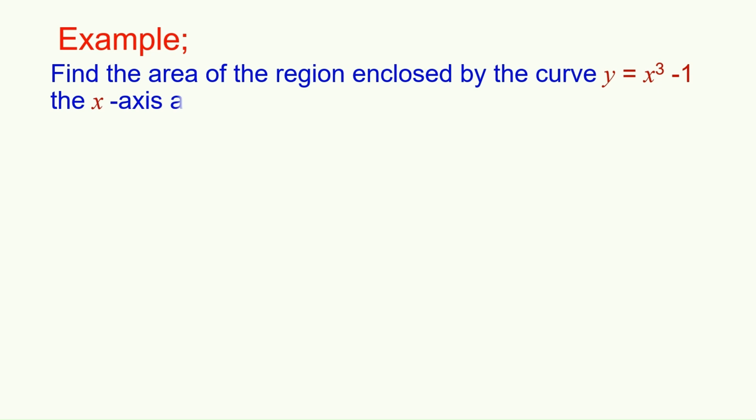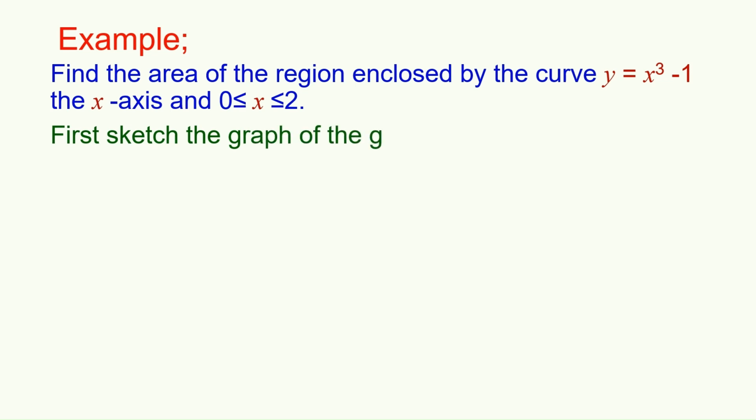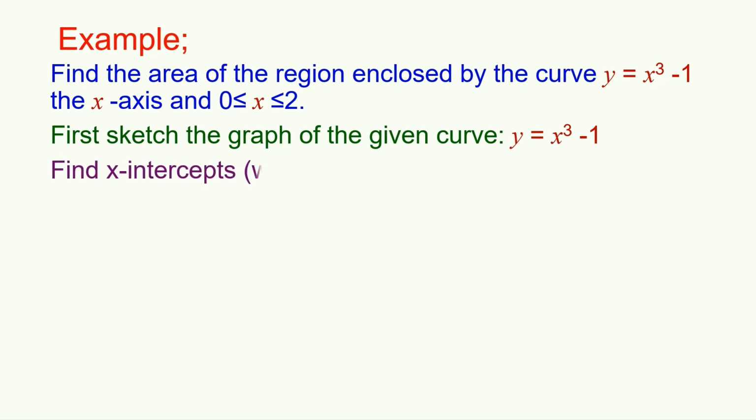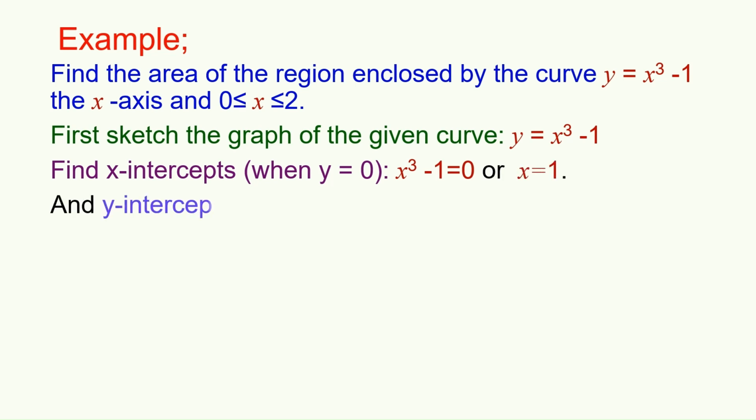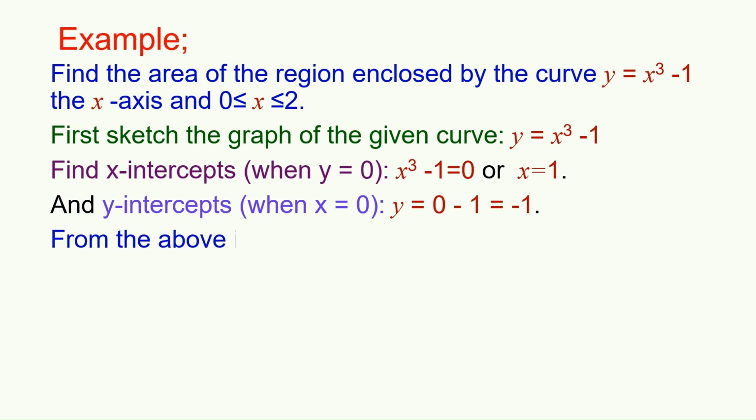We take an example to understand it further. Find the area of the region enclosed by the curve y equals x cubed minus 1, the x-axis, and 0 less than or equal to x less than or equal to 2. First sketch the graph of the given curve, y equals x cubed minus 1. Find x-intercepts: when y equals 0, x cubed minus 1 is equal to 0, or x equals 1. And y-intercepts: when x equals 0, y equals 0 minus 1, which is equal to minus 1.